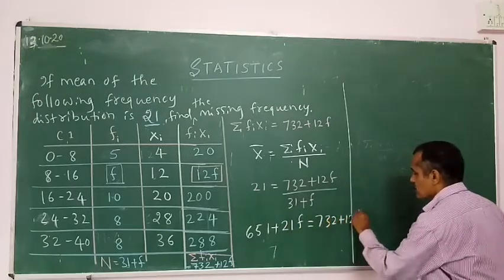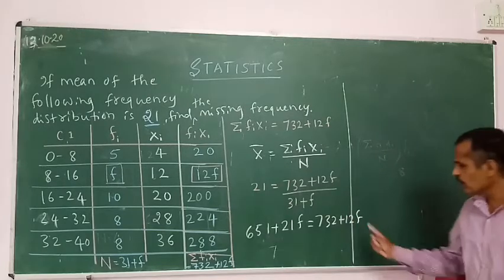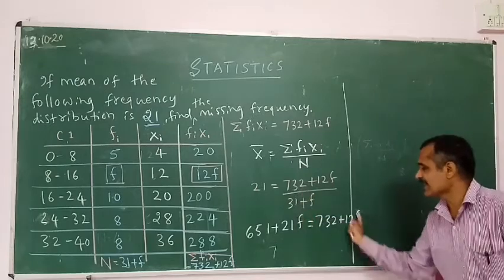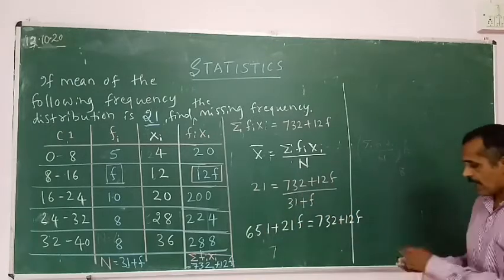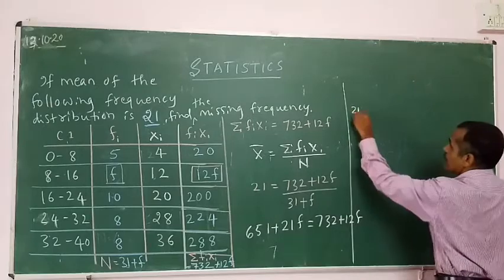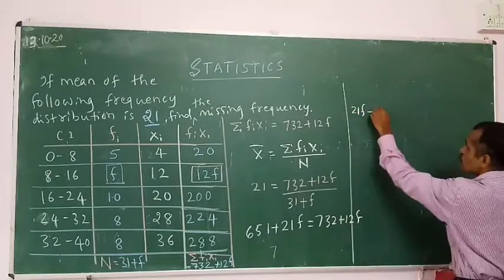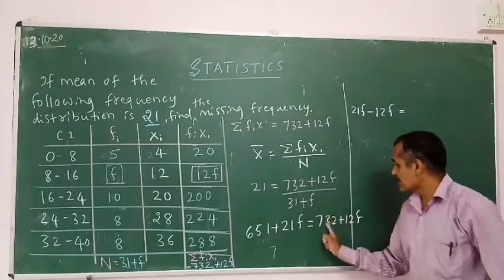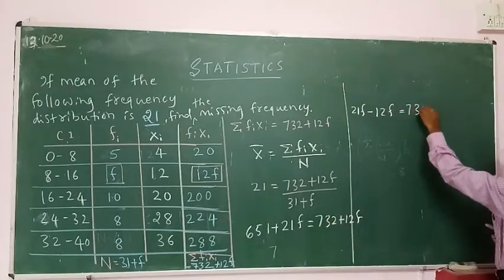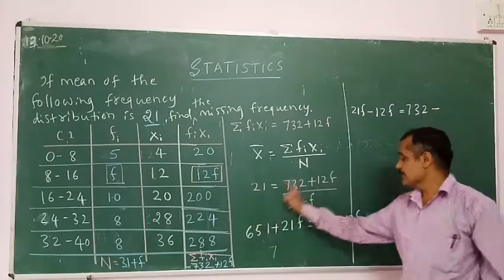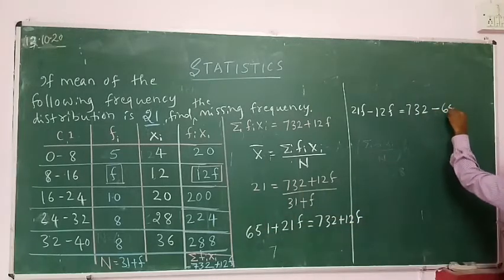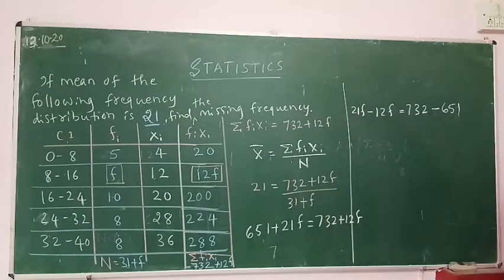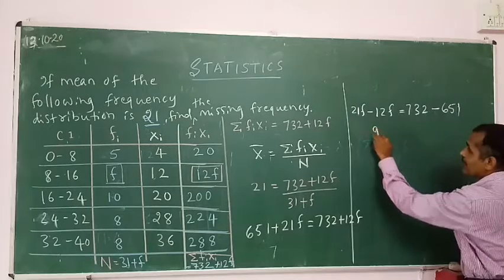732 plus 12f. What will I do? See, here one f term is there, here one f term is there. I will shift it to the LHS, and this I will shift to the RHS. What happens? 21f minus 12f is equal to 732 minus 651 comes to the RHS. What happens? 21 minus 12 gives you 9f.